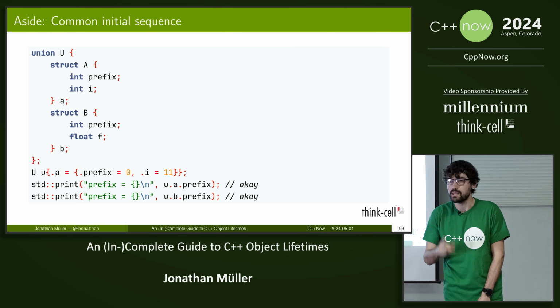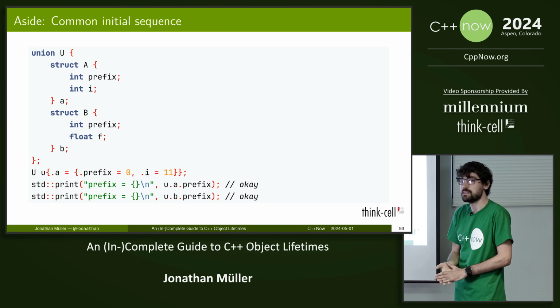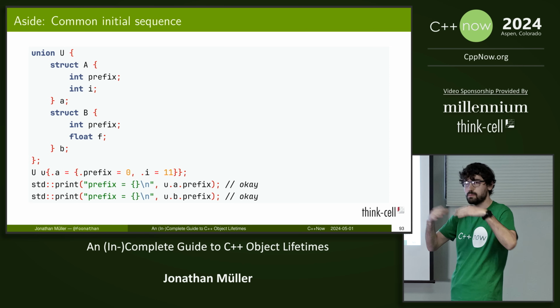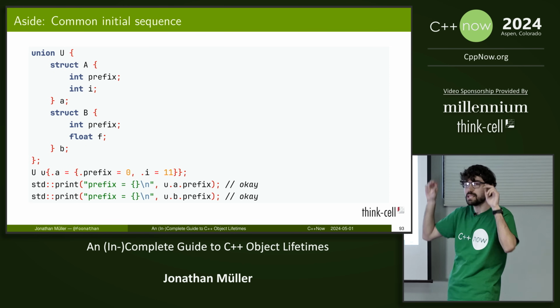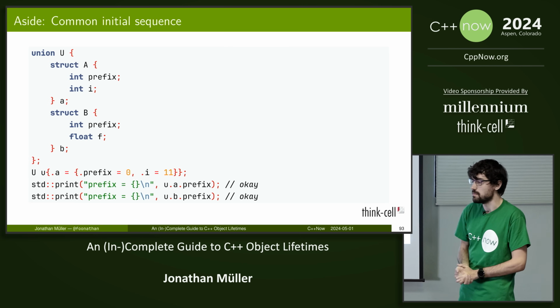Yes? But it doesn't go for names, it's just the type list. Yes, it's just the type list. They could have different names. And there is some wording about when exactly they have the same initial sequence, which you should read when you want to rely on that.